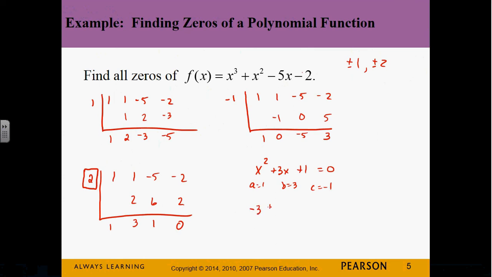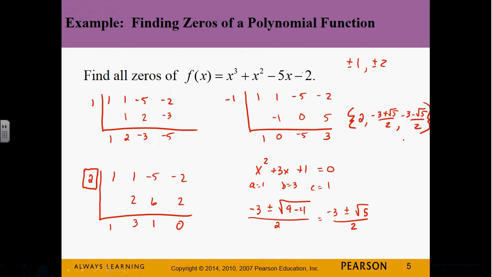So we've got negative b plus or minus the square root of b squared minus 4ac, so plus 4 over 2 times a. Negative 3 plus or minus the square root of 13 over 2. Apparently I have trouble with C. That's the second one I've put the wrong C on, isn't it? All right, so what are our zeros? If we wrote it as three separate things, we've got 2, negative 3 plus root 13 over 2 and negative 3 minus root 13 over 2. Three separate solutions.